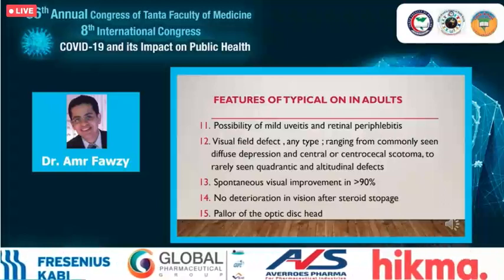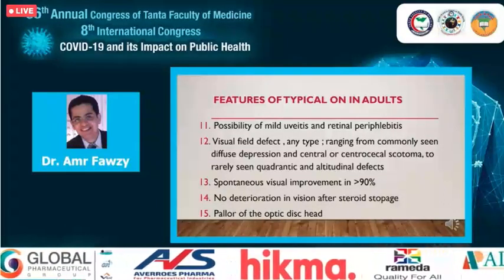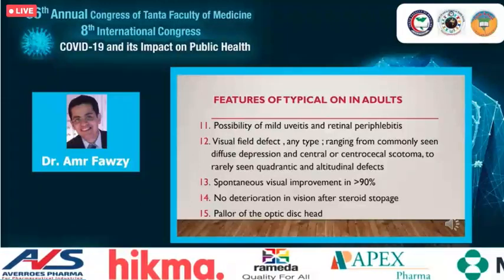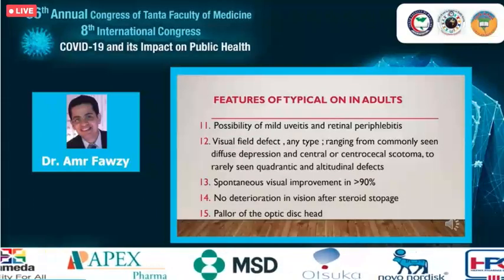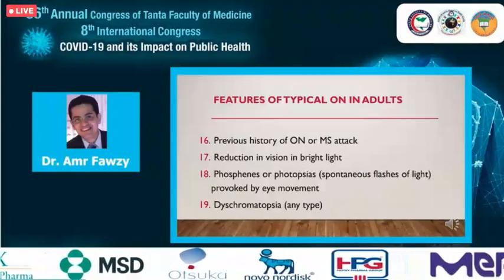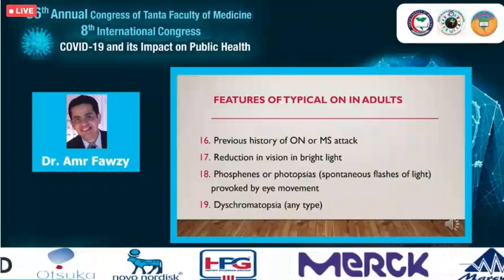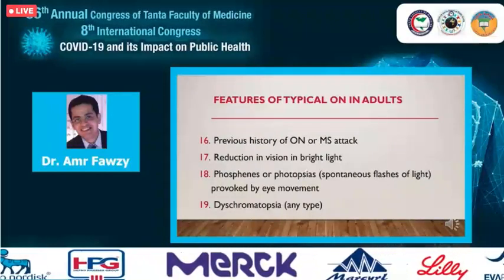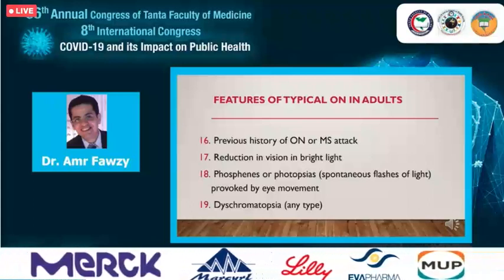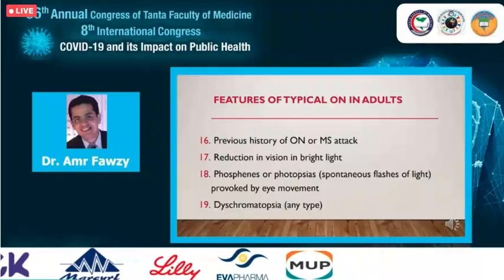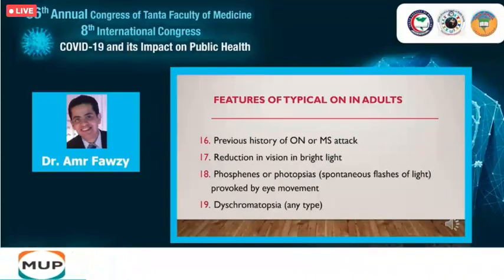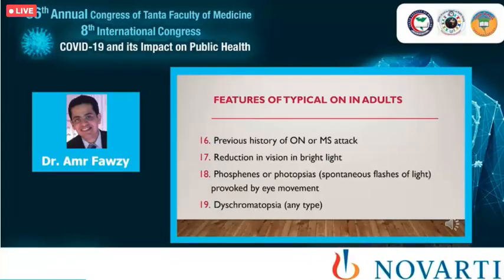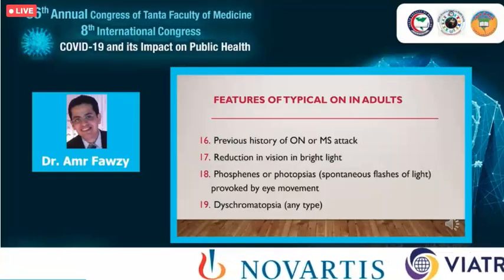Also, spontaneous visual improvement in more than 90% of patients. No deterioration of vision after steroid stoppage. Pallor of the optic disc head. Previous history of optic neuritis or MS attack. Reduction in vision in bright light. Phosphenes or photopsias, spontaneous flashes of light provoked by eye movement. And finally, dyschromatopsia, which may be any type.